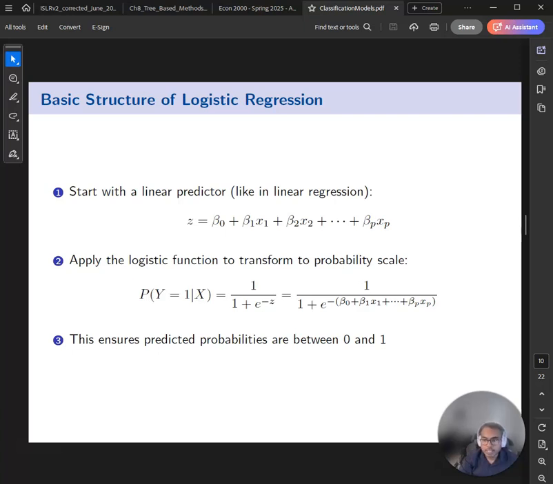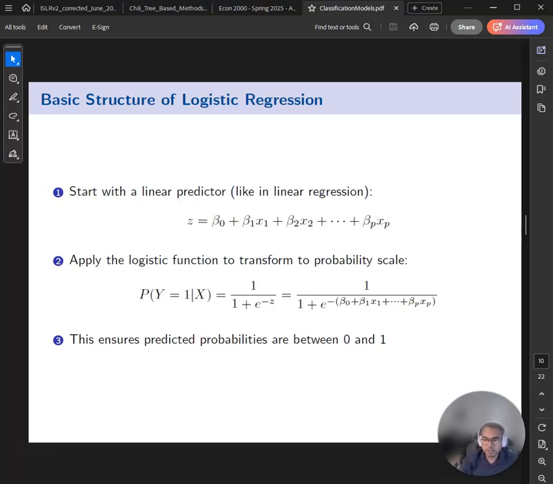Second, and this is the critical difference from linear regression, we apply the logistic function to transform this linear predictor onto a probability scale. We take that z value and plug it into the logistic function: probability y equals 1 given x equals 1 over 1 plus e to the power negative z. And this transformation ensures that the probability is always bounded by 0 and 1.